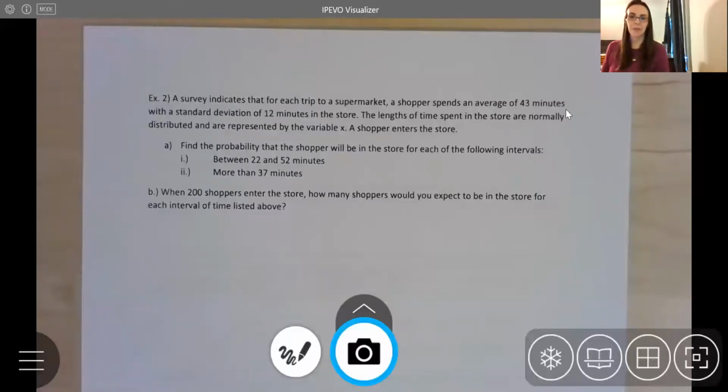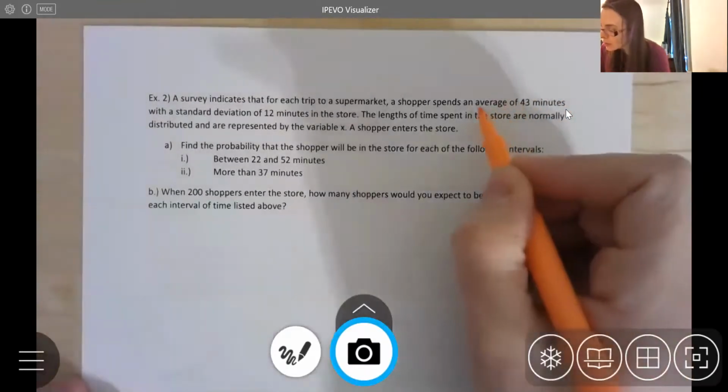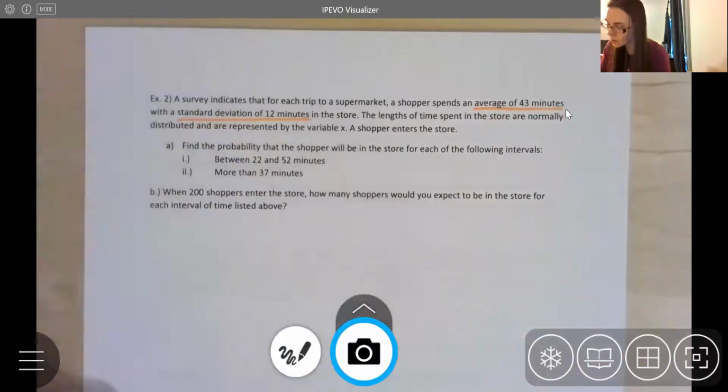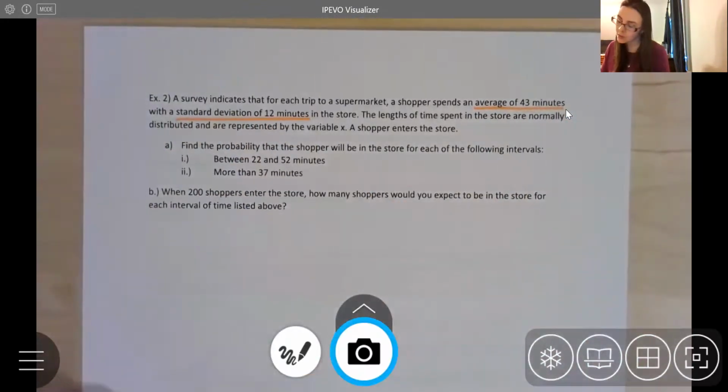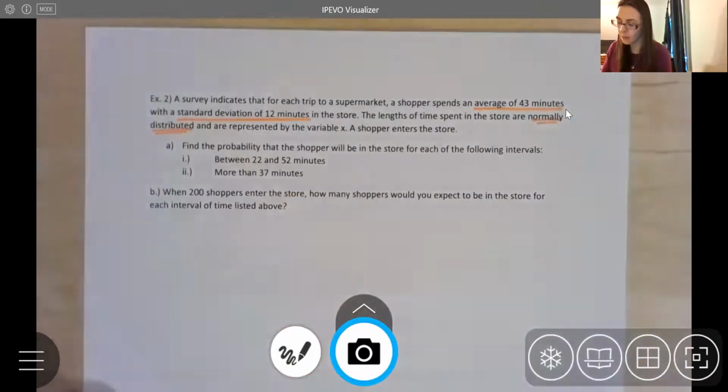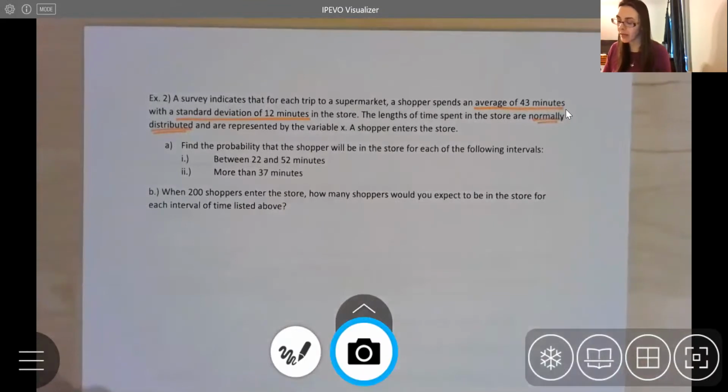All right, let's do a couple more examples here. It says a survey indicates that for each trip to a supermarket, a shopper spends an average of 43 minutes with a standard deviation of 12 minutes in the store. The lengths of time spent in the store are normally distributed, so we know we are using that normal or bell curve and are represented by variable x. A shopper enters the store.